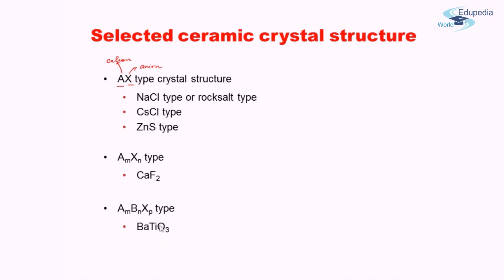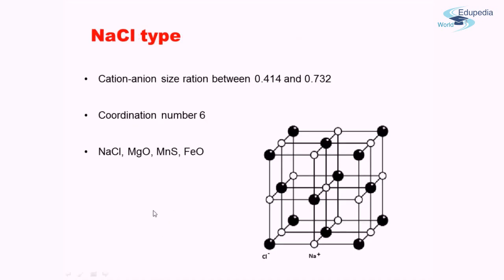Let's start with the sodium chloride type or rock salt type of structure. The cation to anion radius ratio for sodium and chlorine, that is Na+ to Cl-, lies between 0.414 and 0.732. And as we know, this range of radius ratio gives us a coordination number of 6, okay, and octahedral geometry, right?